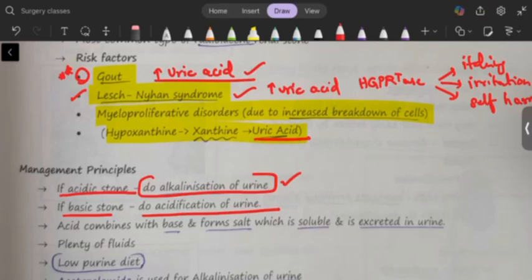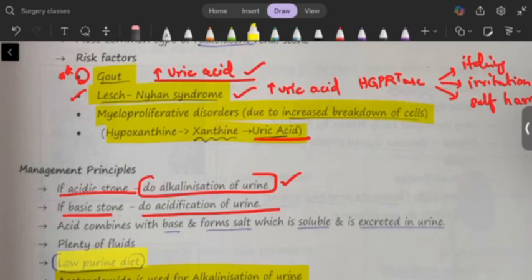ಆಲ್ಕಲನೈಸೇಷನ್ ಹೆಂಗೆ ಮಾಡ್ತೀವಿ? ಅಸಿಟಜೋಲಮೈಡ್ ಕೊಡ್ತೀವಿ. Acetazolamide is used for alkalization of urine. Okay, allopurinol, this drug helps in blocking the conversion of hypoxanthine to xanthine, because of which there will be decreased uric acid formation. Okay na? So allopurinol can be used in preventing uric acid stone formation.